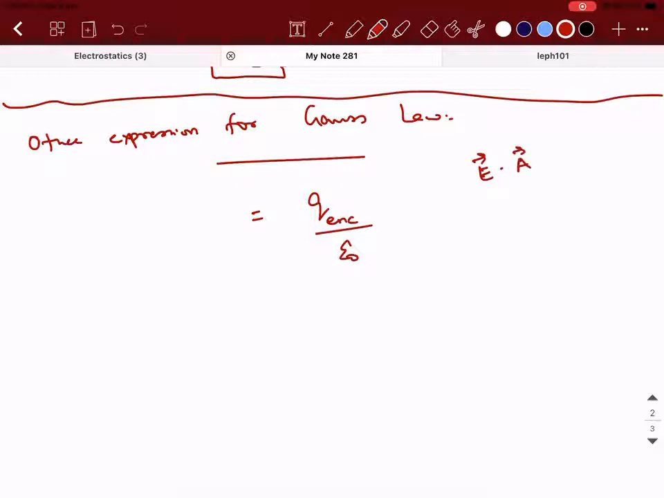But sometimes you will not have areas which are regular in shape. Whenever you have irregular shapes, the only option for us to solve it is by using calculus. So here you will say integral of E vector dot dA vector is equal to Q enclosed by epsilon naught. But here one point I would like to mention: you put a circle around this integral.